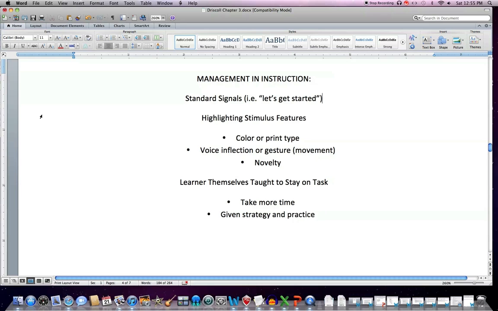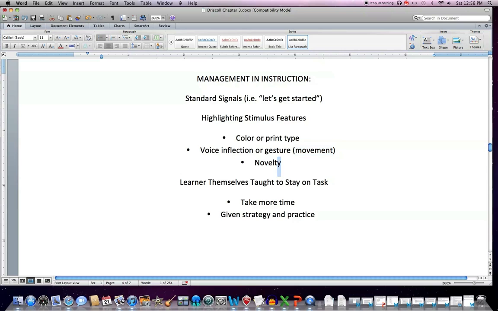Another thing might be highlighting stimulus features. This would be particularly true of something like print materials, using different color or different font type, bold, underlining, italics, that sort of thing. In the classroom, it would be changing the inflection of your voice, or using gestures, or even movement. Some teachers do this where they don't just stay behind the desk. They get up, they walk around, they move around. Of course, you have to make sure you have a classroom where you can do that, and you have space to do that in between desks and whatnot.